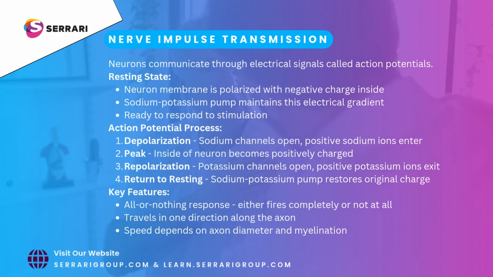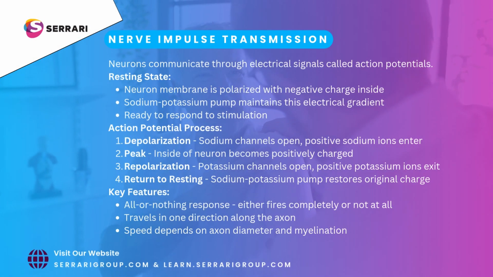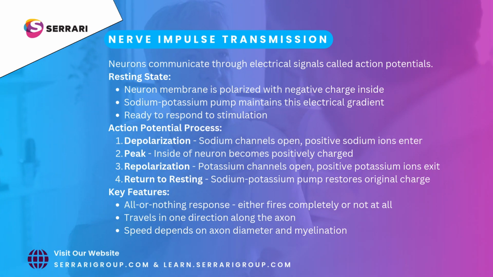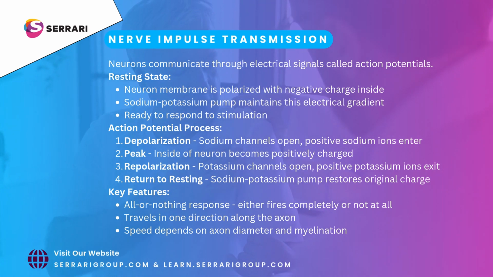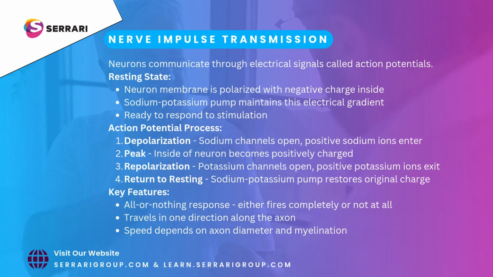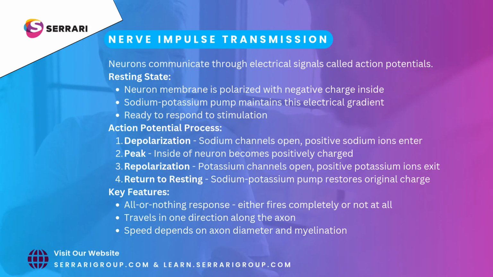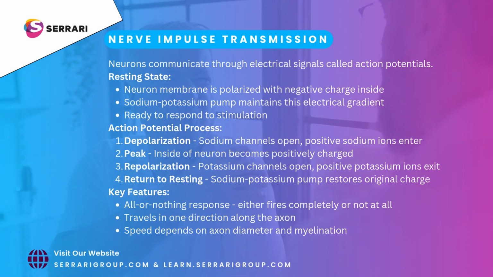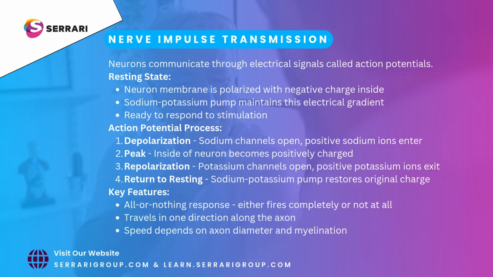Nerve impulse transmission. Neurons communicate through electrical signals called action potentials. Resting state: the neuron membrane is polarized with a negative charge inside. The sodium-potassium pump maintains this electrical gradient, ready to respond to stimulation.